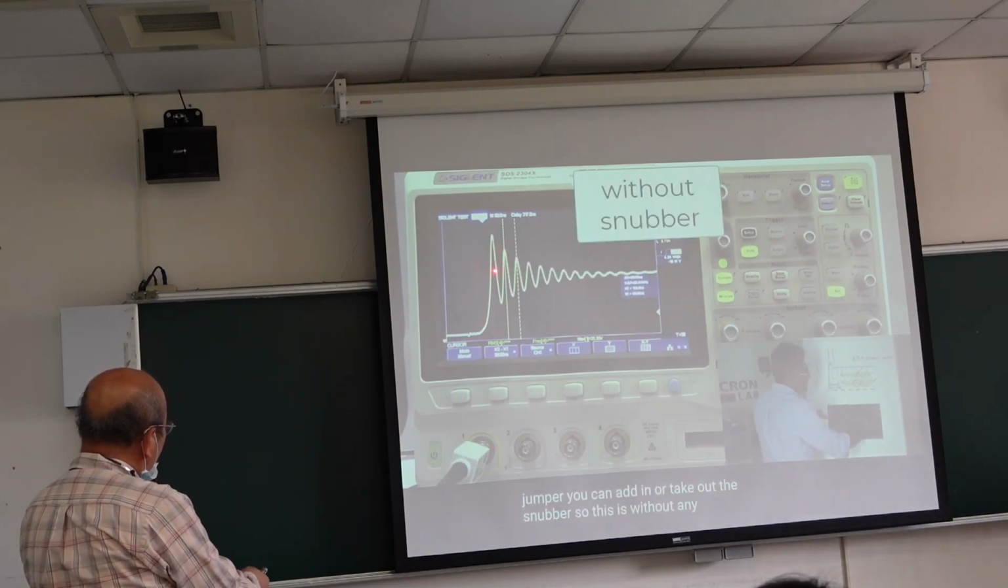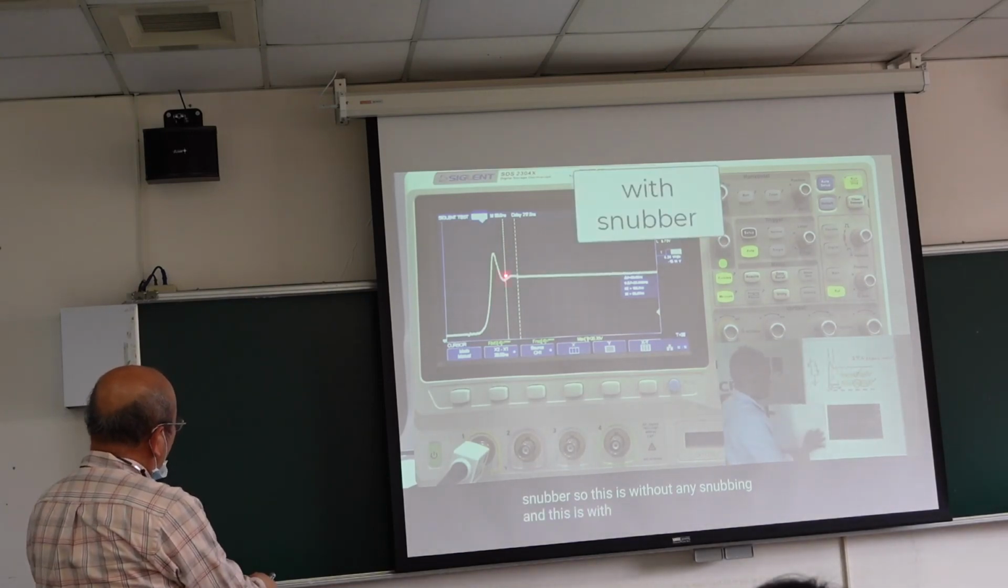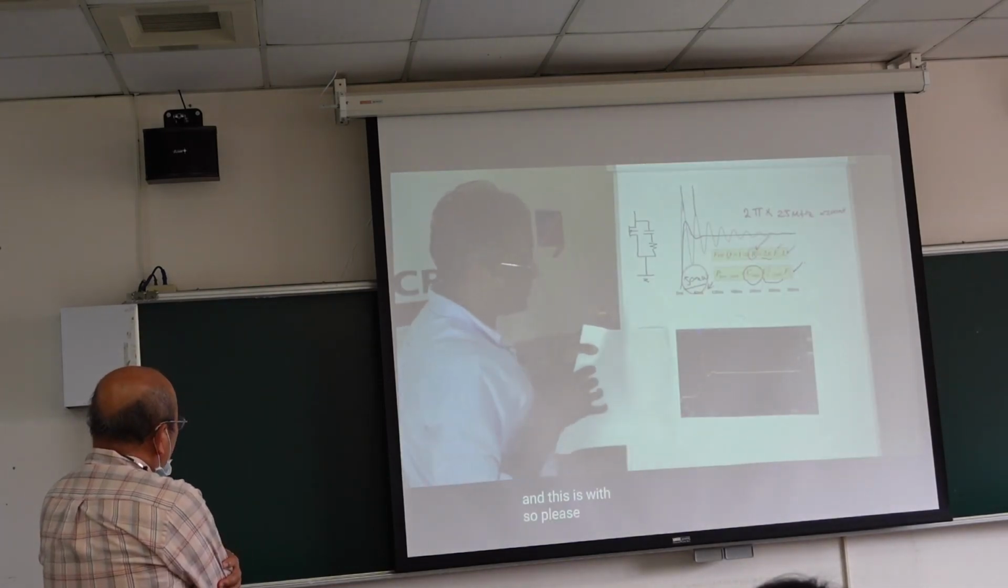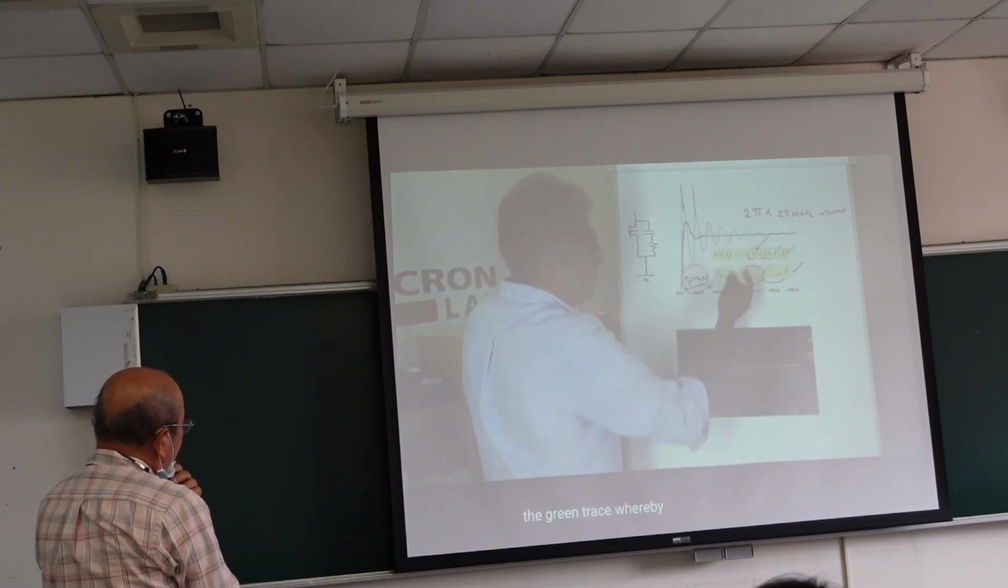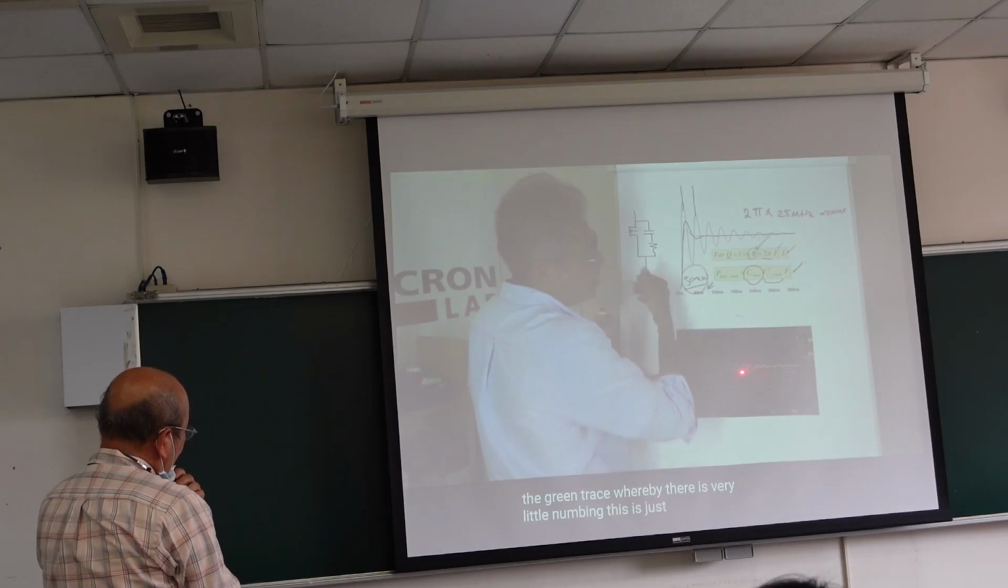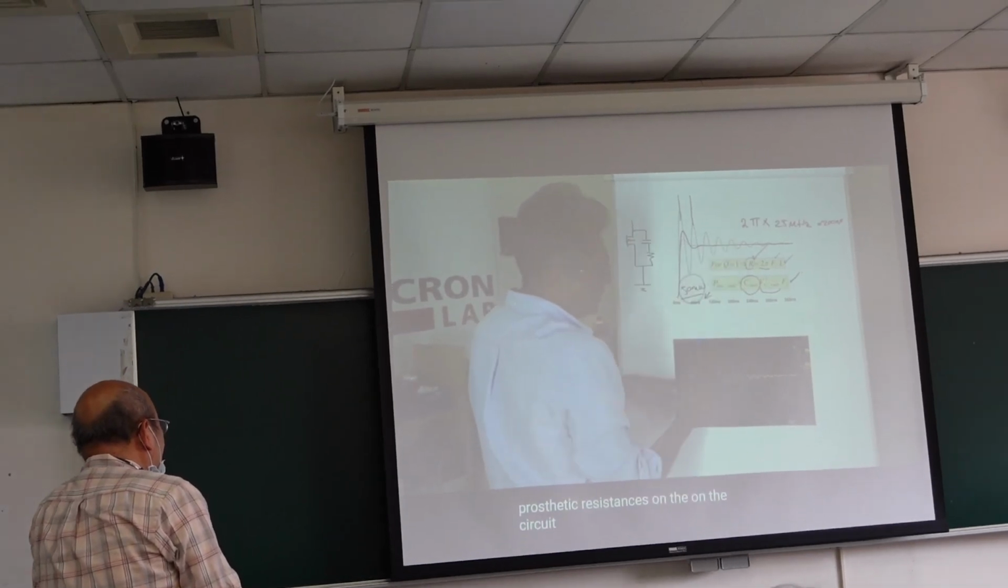So this is without any snubber, and this is better. Please compare: without a snubber, the green trace, there is very little snubbing. It's just dissipating naturally with the parasitic resistances in the circuit.